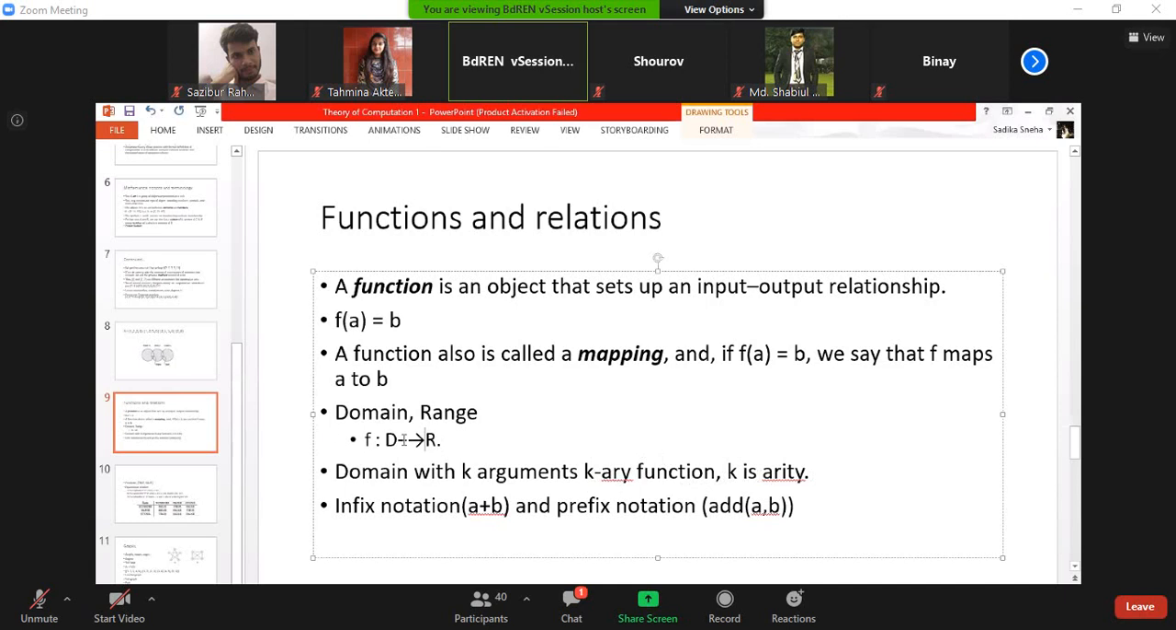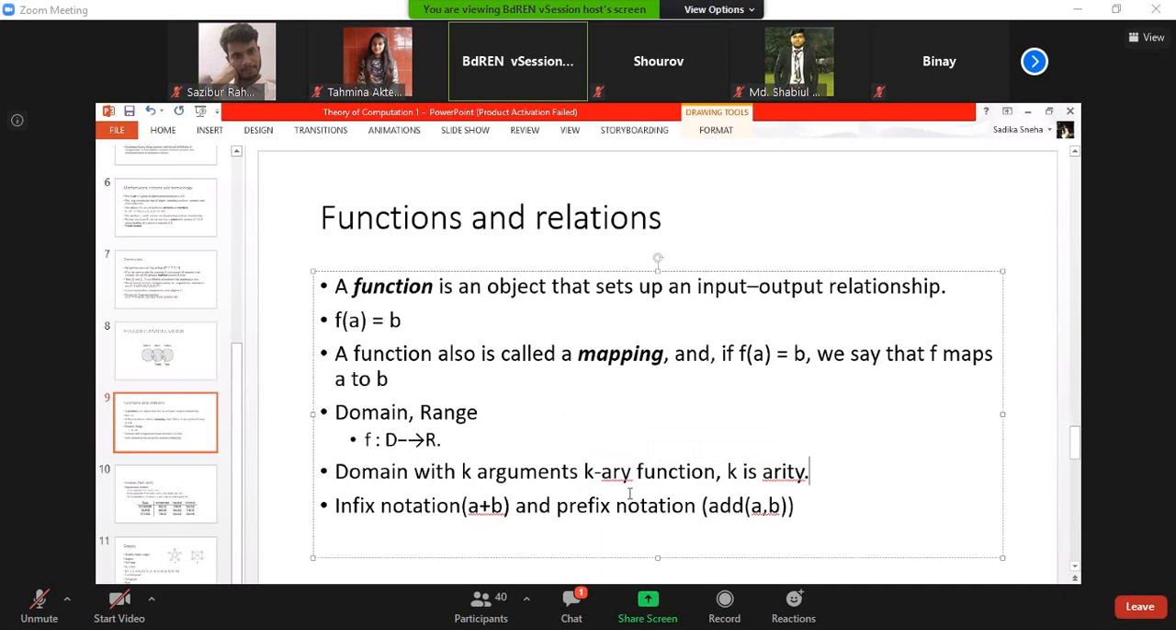So that means if there are k inputs for any domain of a function, then the function is known as a k-ary function, and k is known as arity. So if in the domain there is only one argument or one input, then it will be known as a unary function.